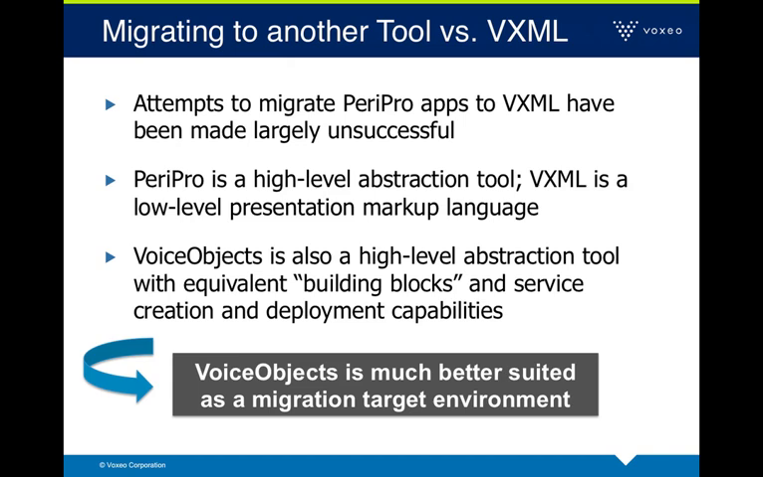Basically, if you compare different approaches in the past, people have tried to migrate PeriPro to the VoiceXML standard directly, and that has not been overly successful. And the reason for that is if you look at what PeriPro really is, it's a high-level abstraction tool. VXML, on the other hand, is a low-level presentation markup language, so there's not many similarities of the concepts here. VoiceObjects, on the other hand, is also a high-level abstraction tool with equivalent building blocks to build applications and service creation and deployment capabilities. So we think that VoiceObjects is a much better target for your migration of your applications.